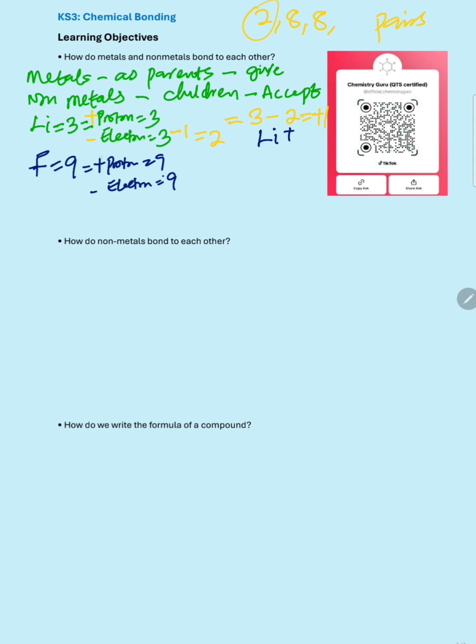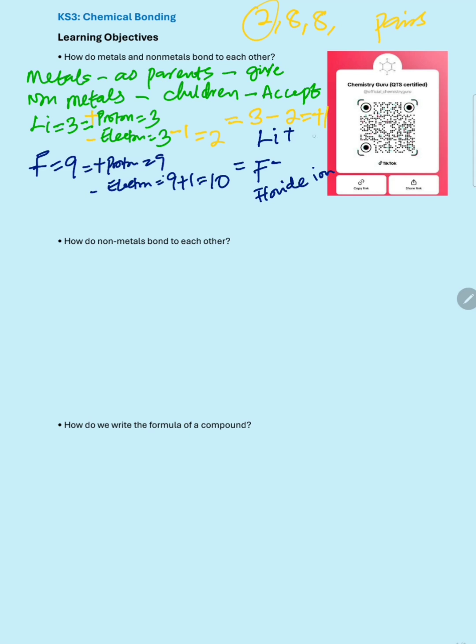Positive, negative. Now, if you remember what I just said, fluorine is a non-metal, which means the child, so it tends to accept. So what happens is that when lithium gives out this electron, fluorine accepts it. So it means that it has 10 electrons and 9 protons. In overall, fluorine has what? More electrons than protons. That gives it the negative. So the moment it becomes like that, it's now called a fluoride ion, or just fluoride.